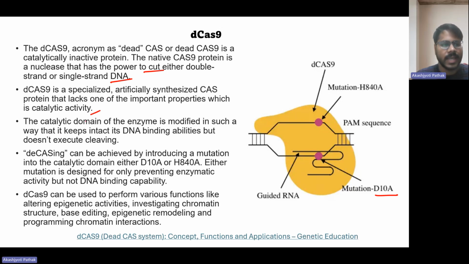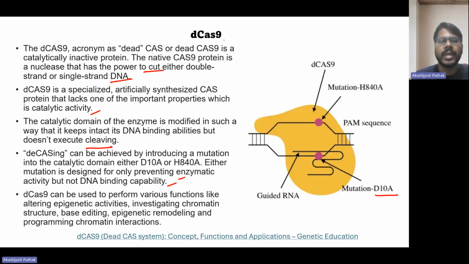This nuclease activity is lacking in this protein, and the catalytic domain of this enzyme is modified in such a way that it keeps intact its DNA binding abilities but doesn't execute cleaving. So it cannot cleave the DNA, but it can bind to that particular sequence of the DNA. So the deactivation can be achieved by introducing a mutation into the catalytic domain, either D10A or H840A.